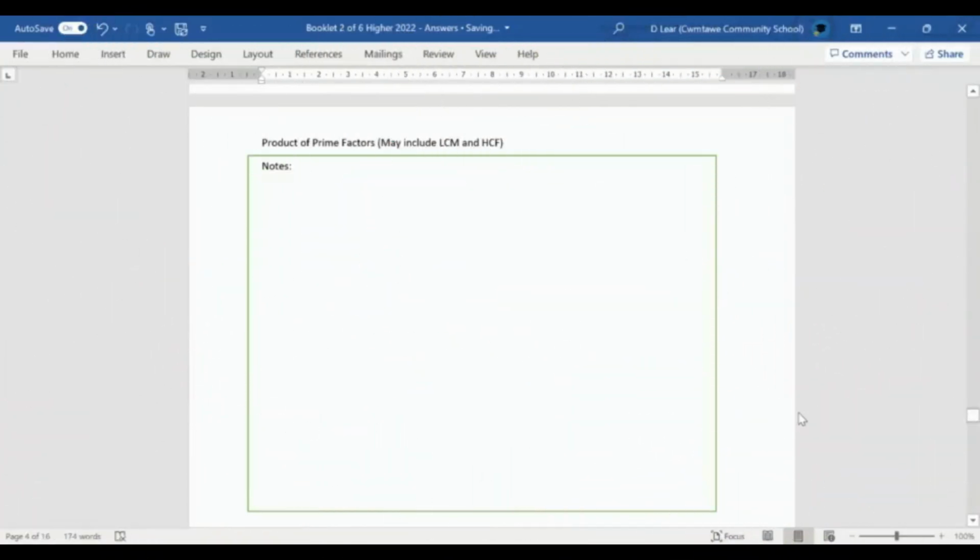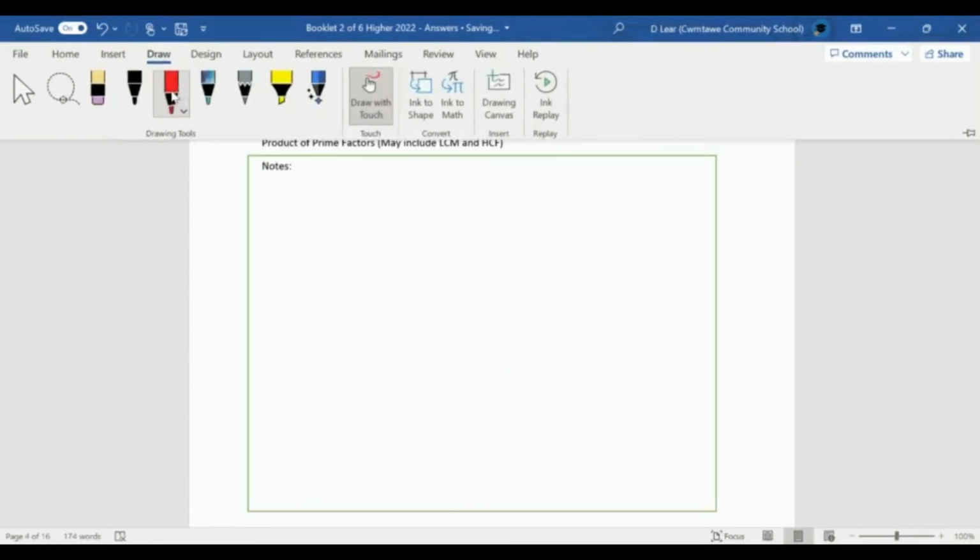Product of prime factors may include LCM and HCF. Now, there are a couple of add-on questions, your part B's to this. None are mentioned in this list for November, okay? So I'm doing them just in case they've been missed off the list, okay? But your focus here is on the product of prime factors bit. So let's get into doing one of those.